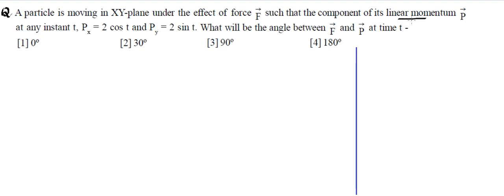Now first of all, physics concept, linear momentum and force, they are related like this. As per Newton's second law, this force is defined as rate of change of linear momentum. That means dp upon dt.